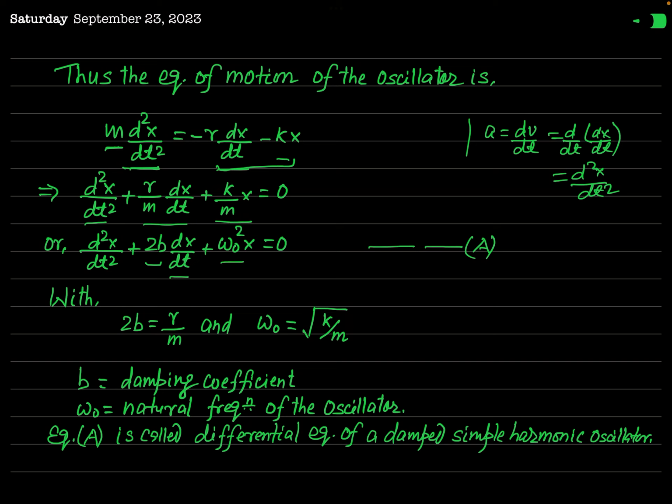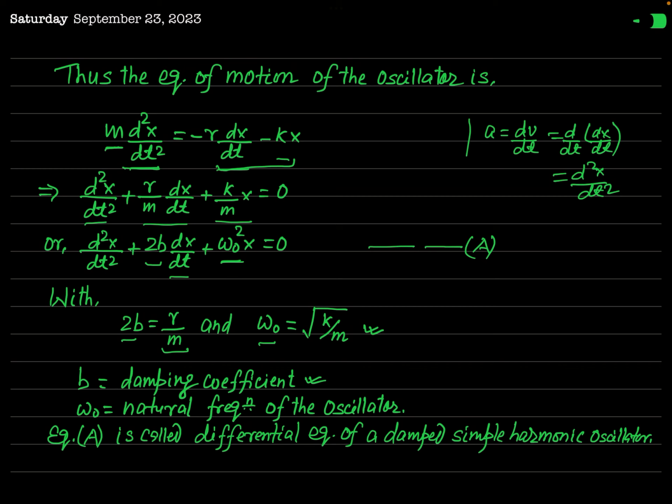Actually here I have made two substitutions. You can easily mark that 2b has been written in place of r by m, and omega naught square has been written in place of k over m. So you can say that omega naught is equal to the square root of k over m. Actually, this b is called the damping coefficient. This depends on the nature of the medium, and it is called the resistive constant or damping coefficient.